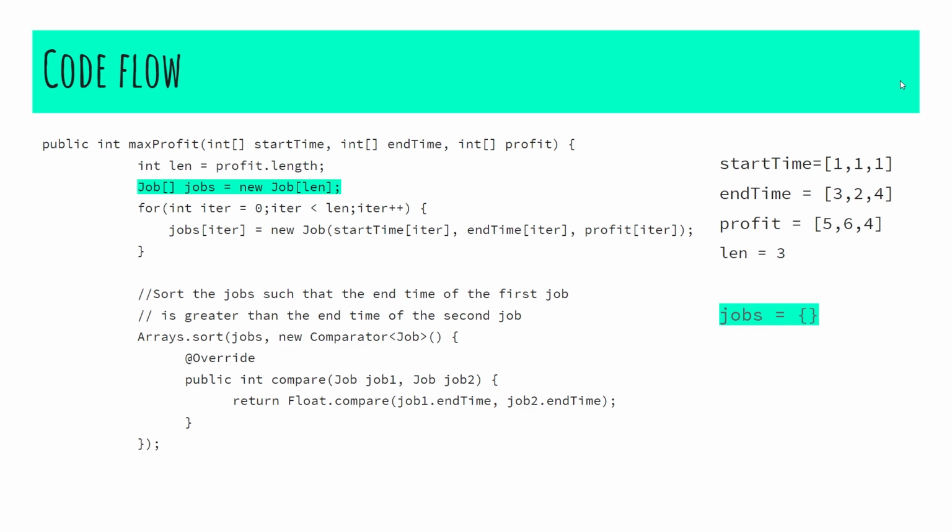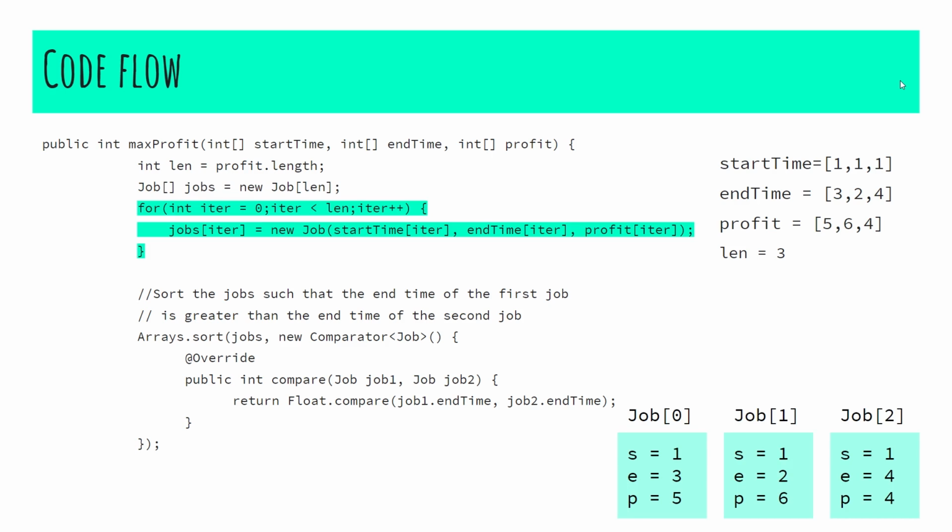And then I'm going to create 3 instances of my job class. Here I'm going to iterate 3 times and instantiate my job variable. Each time I create a variable, I'll be calling the job constructor with the corresponding start time, end time and the profit of the job I have picked. So after creating the 3 instances, this is how my job array would look.